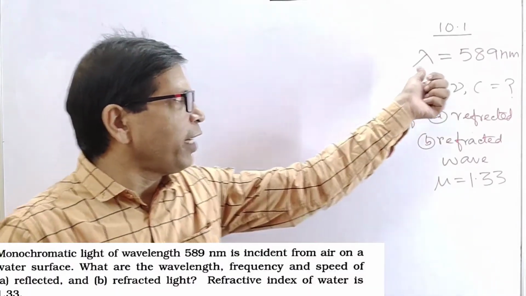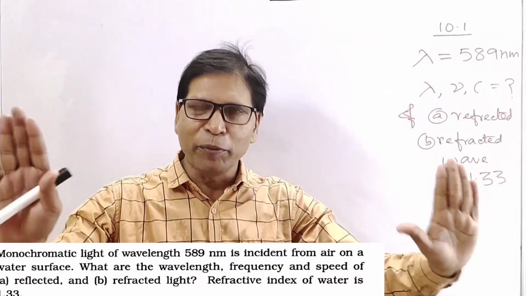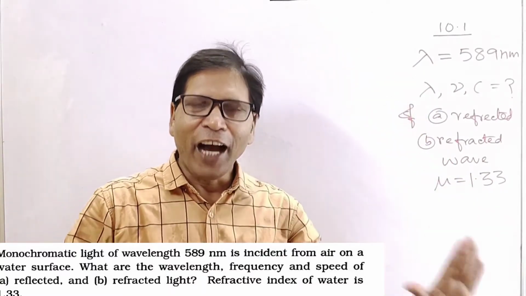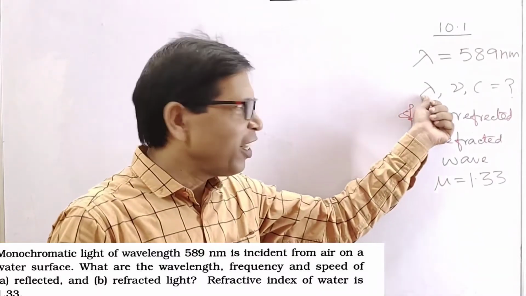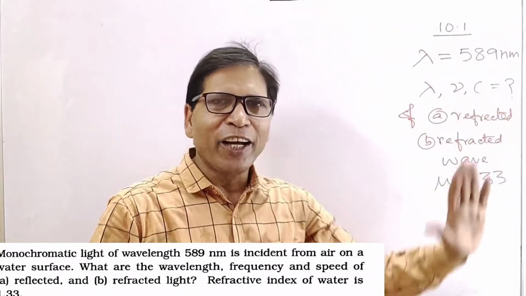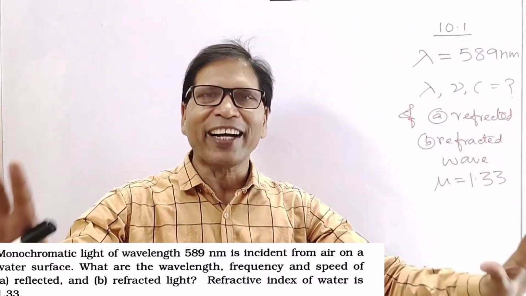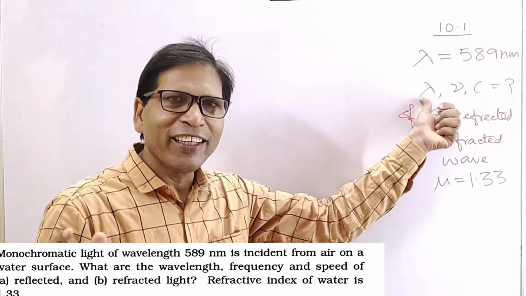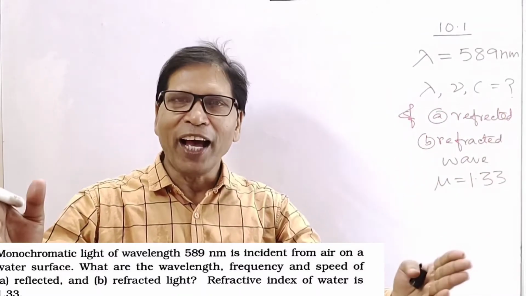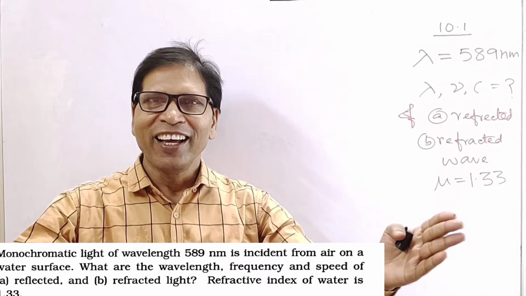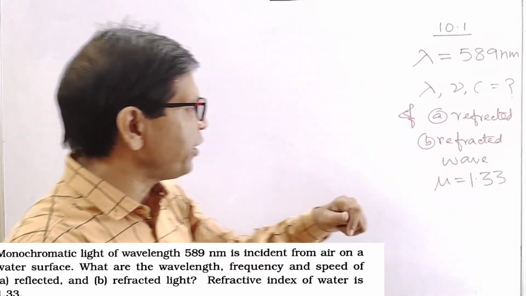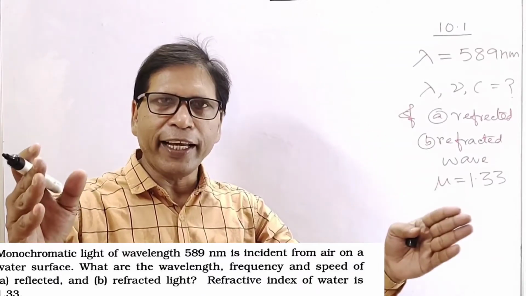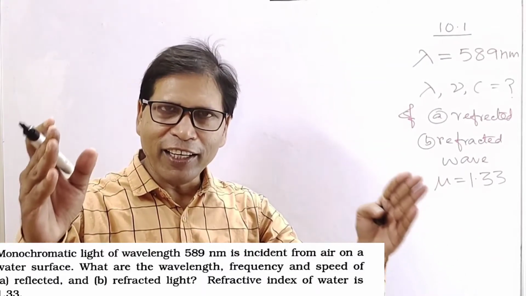Now NCERT numerical. A light of wavelength 589 nanometer is incident from air on a water surface. What will be the wavelength, frequency and speed of light of the reflected and refracted rays? For reflection, the wavelength, frequency and speed of light remain the same. Now for refracted rays, in refraction the frequency remains the same. So frequency in air is equal to frequency in water.